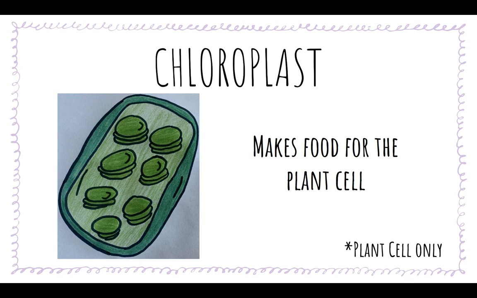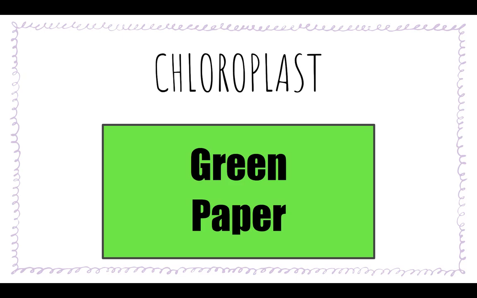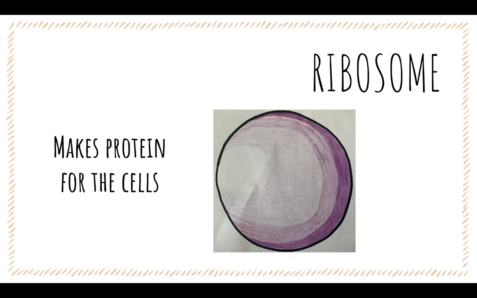Chloroplast makes food for plant cells. Plant cell only. The analogy is a chef. A chef makes food for people. Green paper. Draw, cut, glue, and label. Use the photo for reference.